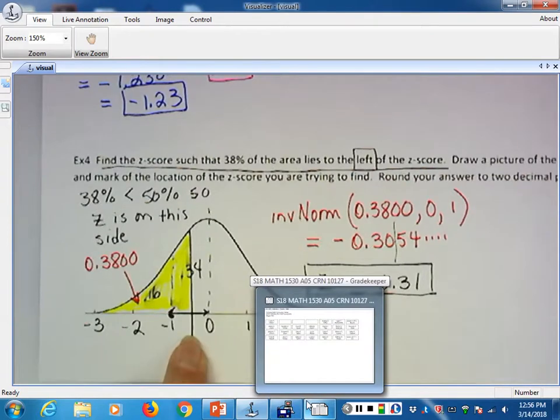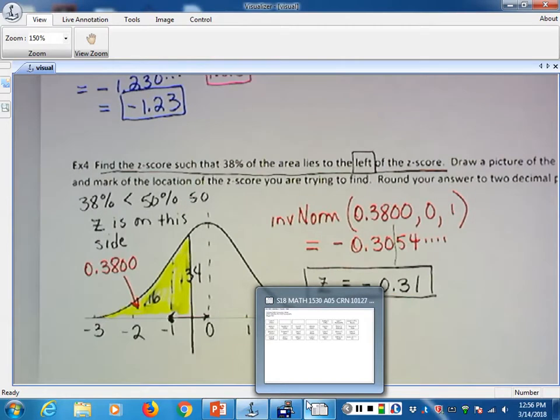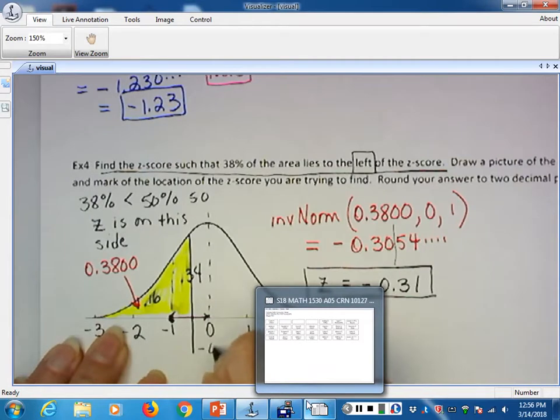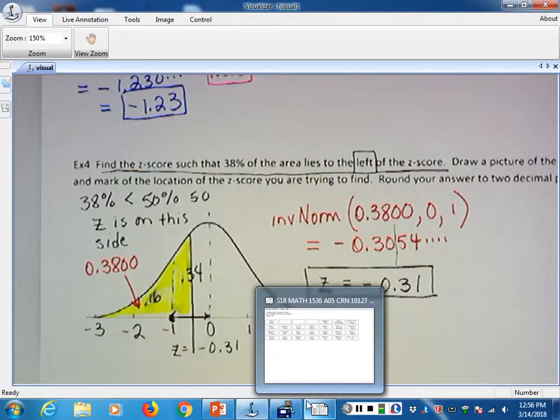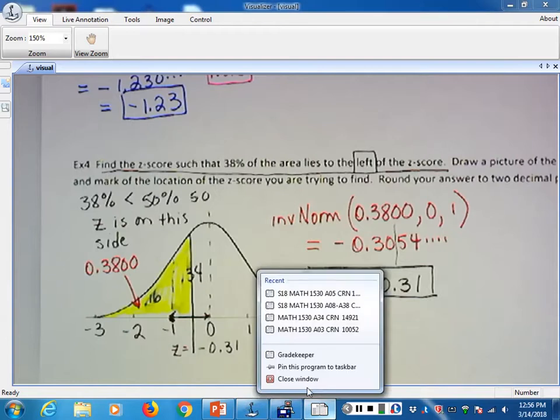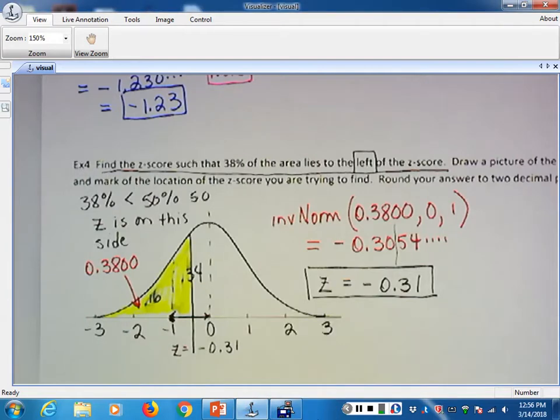Now, is my answer exactly negative 0.31? No, I didn't know what I was looking for. I just knew it was between those two numbers. But negative 0.31 is between negative 1 and 0. So I know that's a reasonable answer. Okay? So I've answered the question. And now the only thing I have left to do is say, does the answer make sense? And looking at my picture, it does seem to make sense.